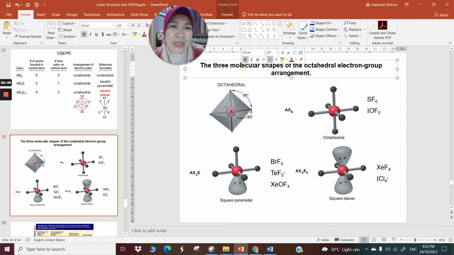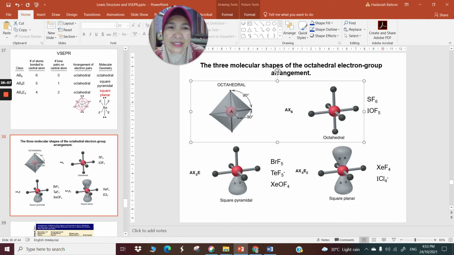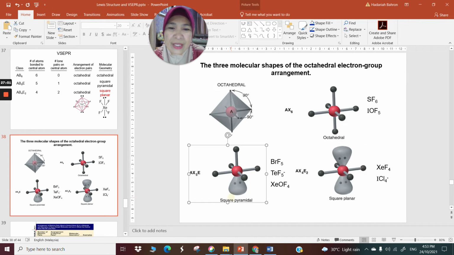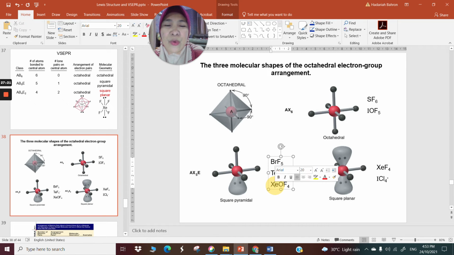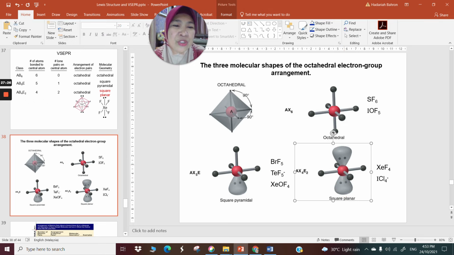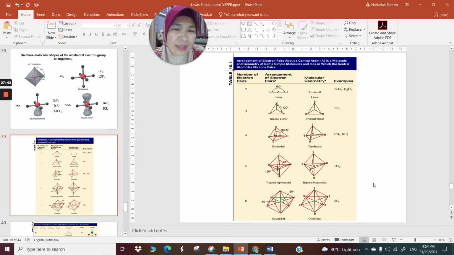So these are the three molecular shapes of octahedral electron group arrangement, AX6, an example of which is SF6, sulfur hexafluoride. When one of the 6 is replaced by a non-bonding or lone pair of electrons, you get this square pyramidal, where the examples are BrF5, TeF5 minus, or XeOF4. And the third case is when you have two lone pairs of electrons making a square planar shaped molecule. The examples are XeF4 or ICl4 minus. So that is the summary.